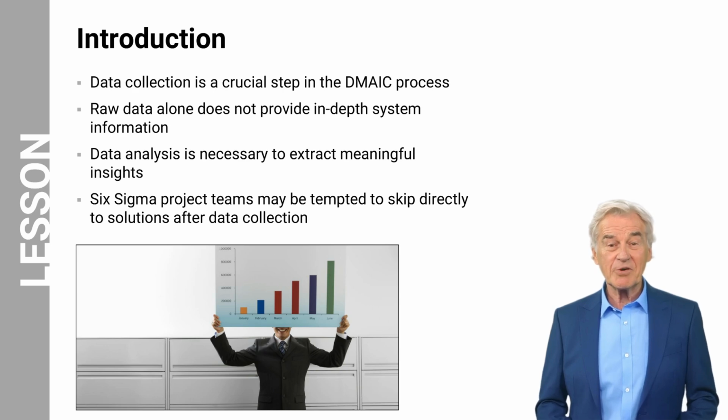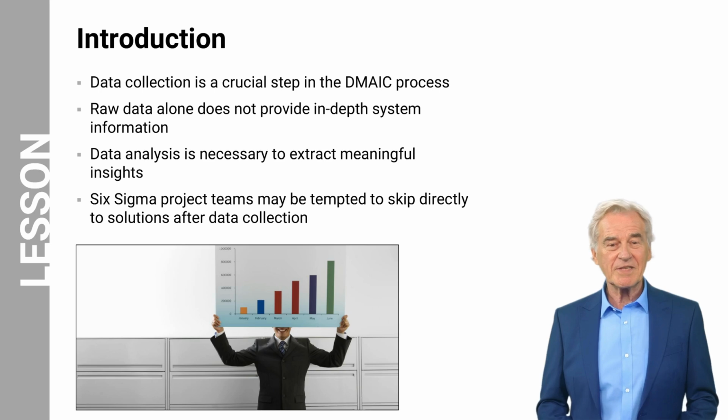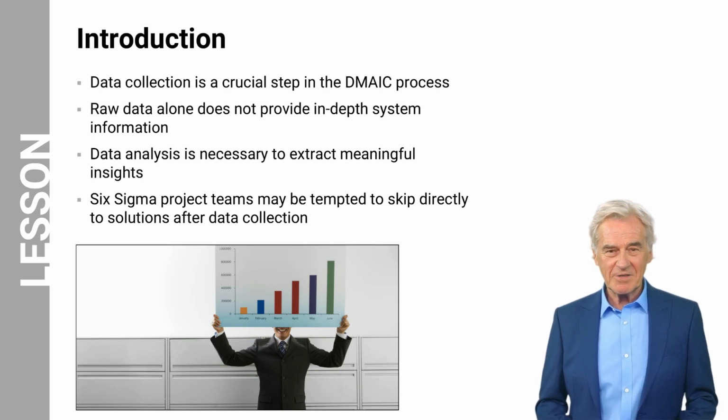Collecting data is an important step in the DMAIC process. However, data does not provide in-depth information about the system until it is analyzed. After collecting data, Six Sigma project teams are sometimes tempted to jump straight to solutions. There is an impulse to immediately fix the problems based on preconceived ideas. This kind of thinking can cause problems for the project team because the analysis step exposes findings that would have otherwise been overlooked. Thorough data analysis is needed to determine what the data actually says about the company's production processes.